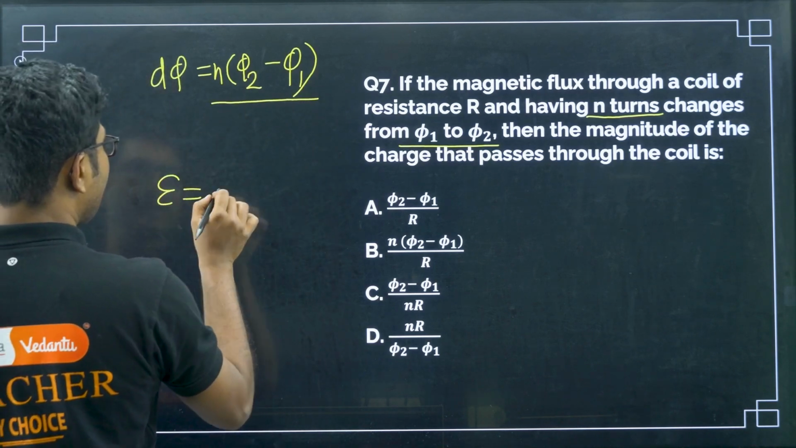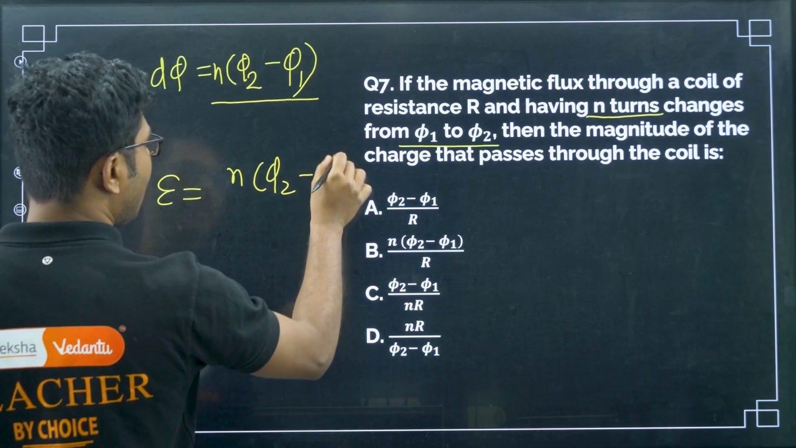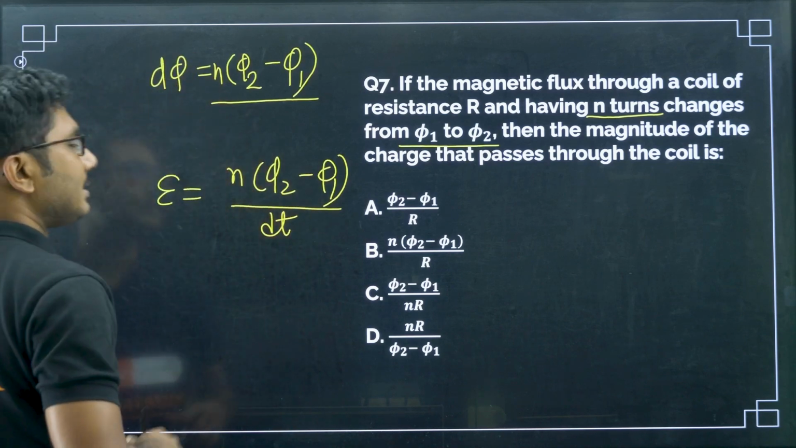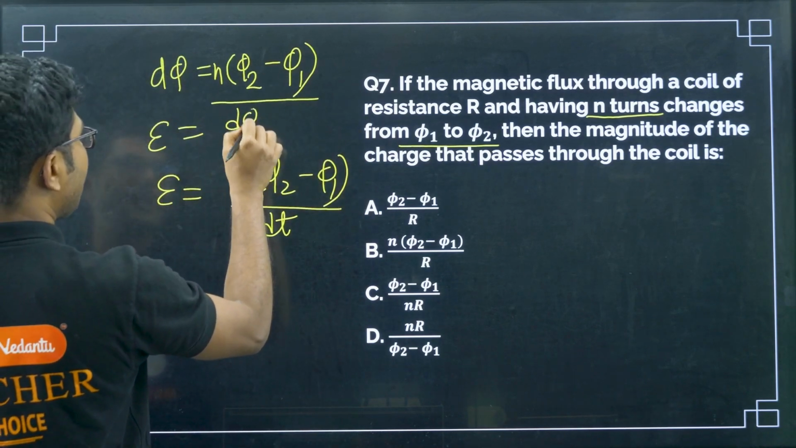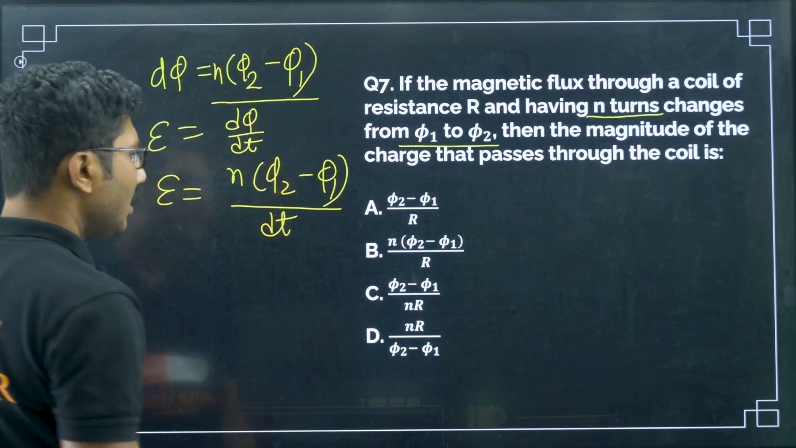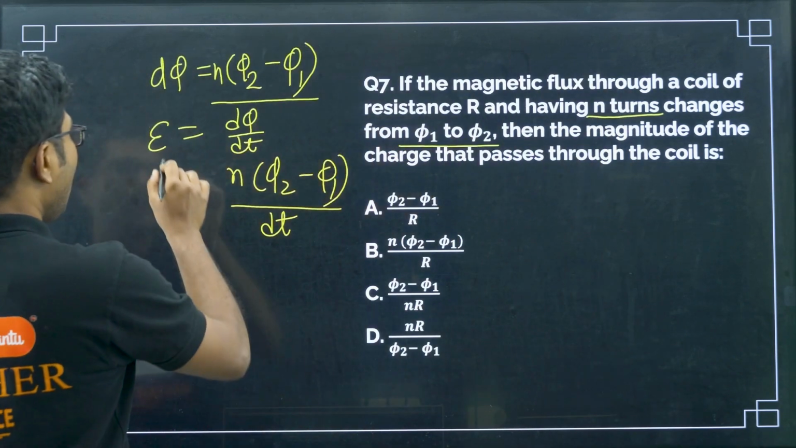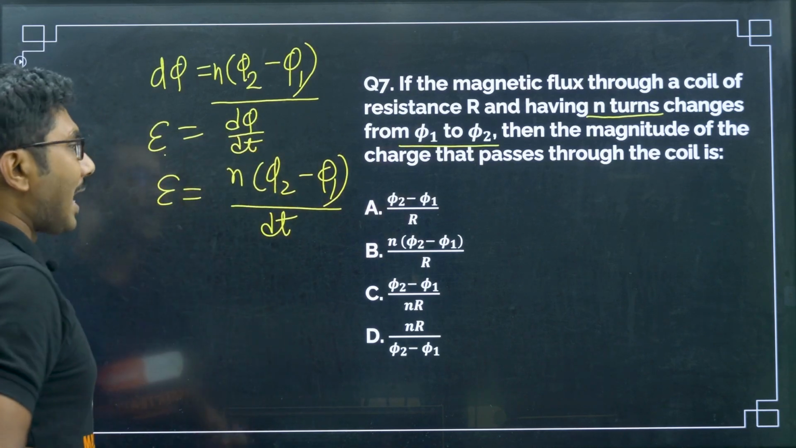induced EMF? Induced EMF is n times phi 2 minus phi 1 divided by dt. Suppose that it happens in the time dt. So, epsilon is d phi by dt, magnitude only we are considering. Okay. So, magnitude is only important. So, we are only considering the magnitude. So, epsilon is d phi by dt. Now, what else? We have to calculate the charge.